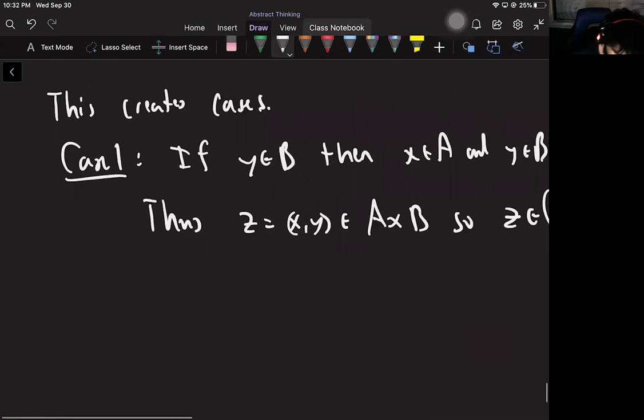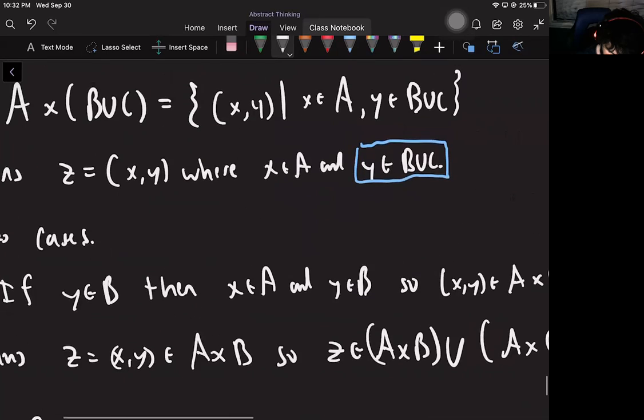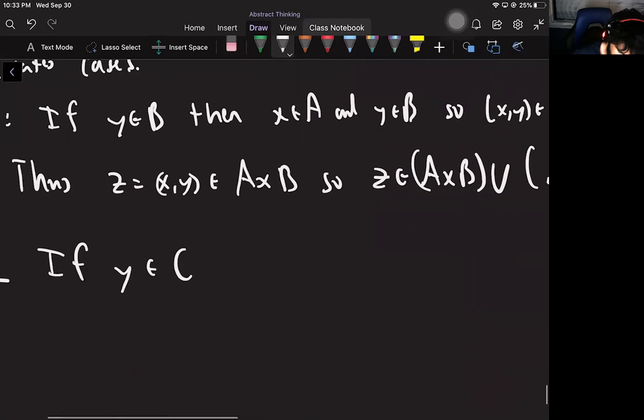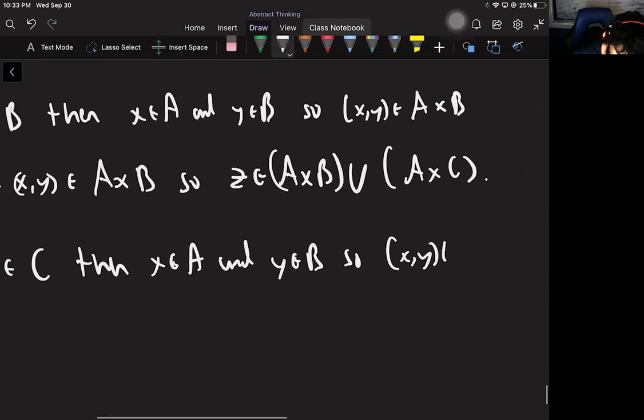So now the other case. It's going to work very symmetrically. What we were saying was Y is in this union of B and C. So it's got to be in one or the other. If it's in the first, that happens. And now if it's in the second, what happens? Well, it's going to work the same. Then X is in A and Y is in C, so the ordered pair is in A cross C. Sorry, I keep changing the letters. Y was in C, that's what I said.